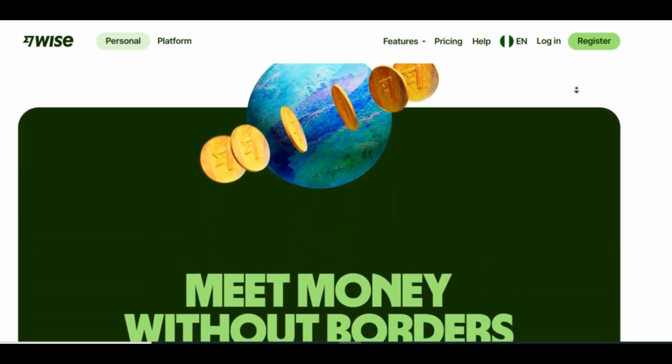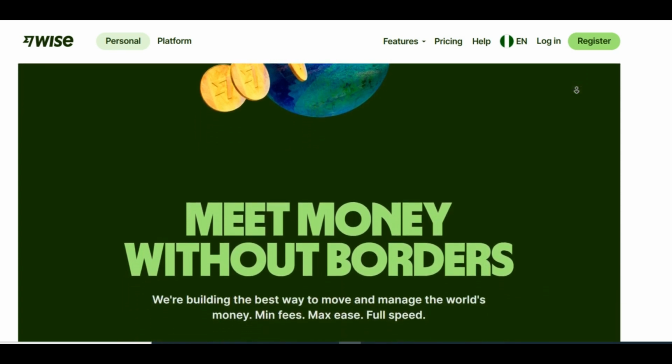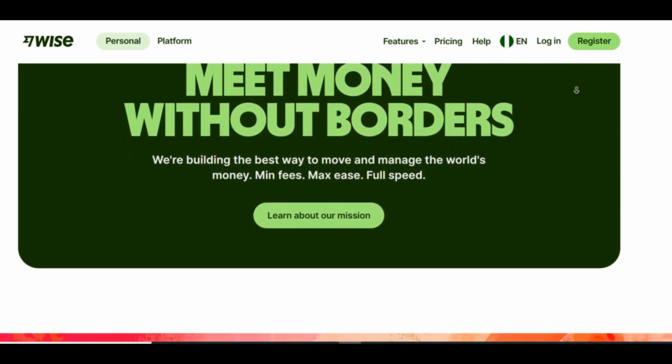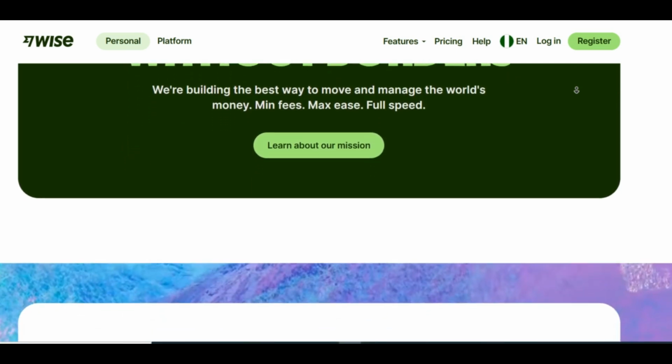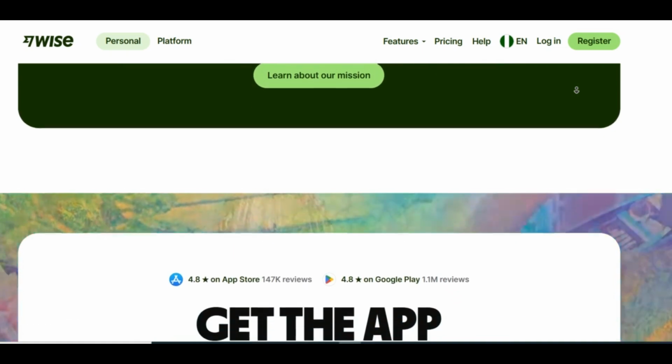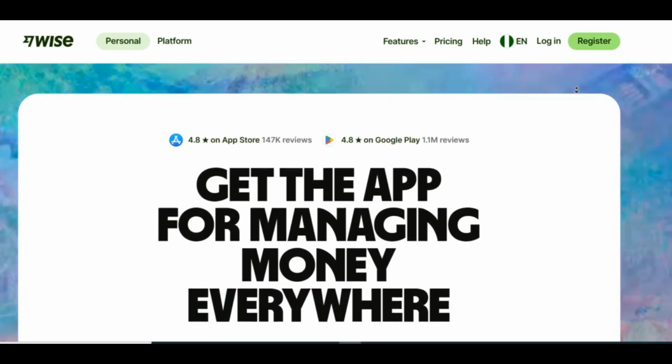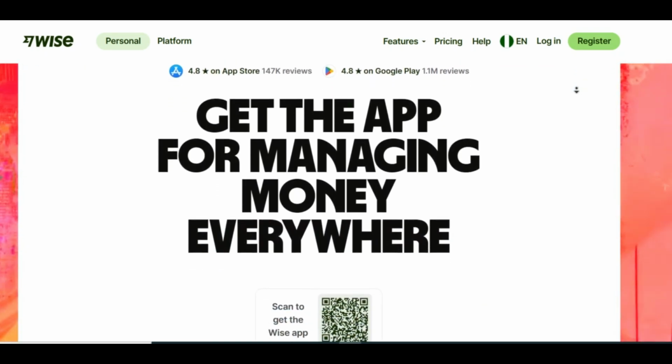Debit card. PayPal offers a debit card in some regions, but its functionality for international spending is limited compared to Wise. Wise provides a multi-currency debit card that allows users to spend their balances like a local, wherever MasterCard is accepted, at the real exchange rate.